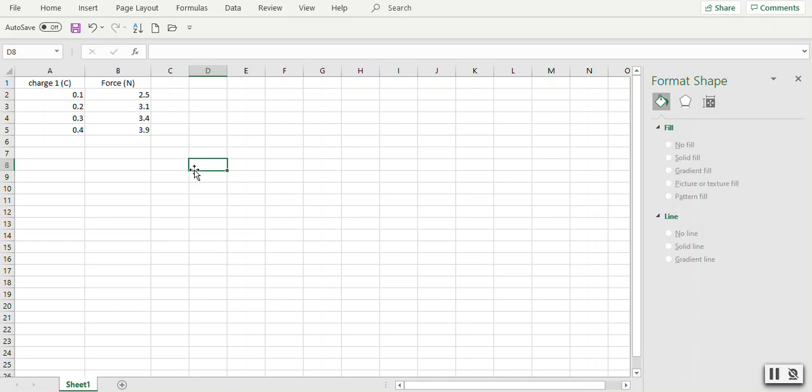In this case, I will keep constant the distance between the particles. I will keep constant the magnitude of the charge 2, and what I'm doing is just changing the values of the charge 1. Suppose that I was doing the experiment and I got, for those values of the charge 1, the values of force that you see in column B.